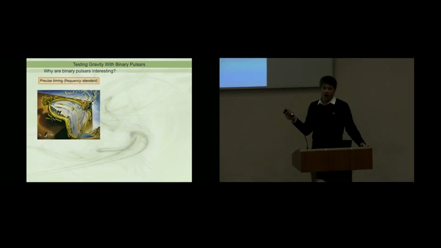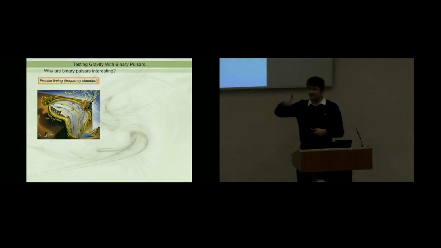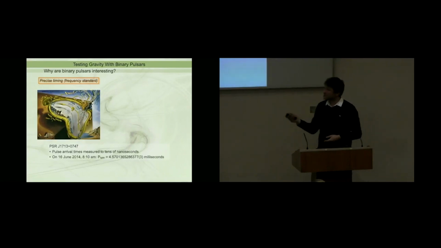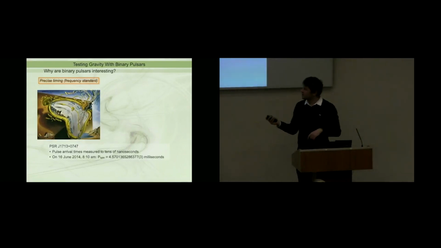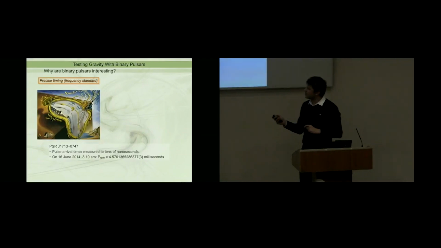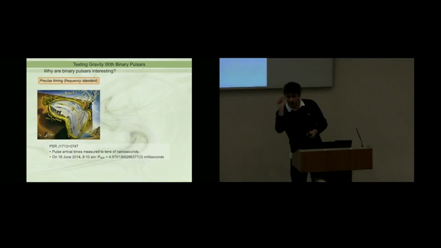We talked about that essentially in the first part, right? They tick-tock at regular intervals, and the interval at which they tick-tock is really accurate. It doesn't change over time. In some cases, and that's one of the best ones, this particular pulsar, we can measure the arrival time of each pulse to about tens of nanoseconds. Okay, that's accurate. We can tell when it's going to come.